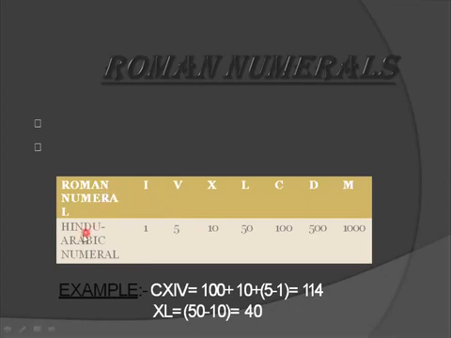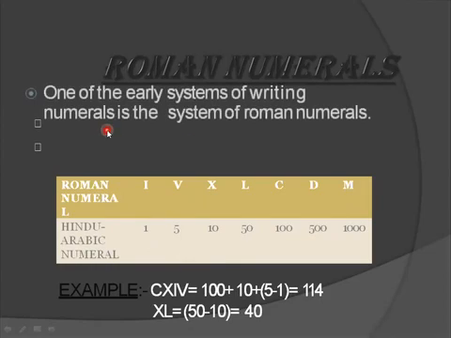So this is the Roman numeral and this is the Hindu-Arabic numeral, which means the normal numbers we write. I represents 1, V represents 5, X represents 10, L represents 50, C represents 100, D represents 500, M represents 1000. So these are the constant values. You should learn this by heart. Okay, now let us see what the rules are.